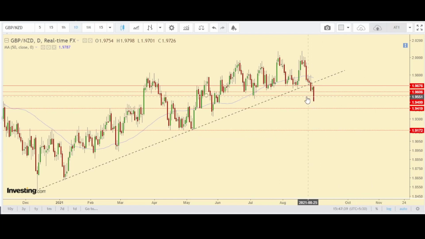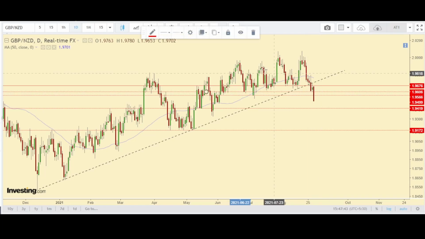So this was an important area, the support around 1.9600. This support has been broken. The price has started falling. Now, it may not continue immediately. So we might see some pullback maybe today, tomorrow, or in next 1 or 2 days.